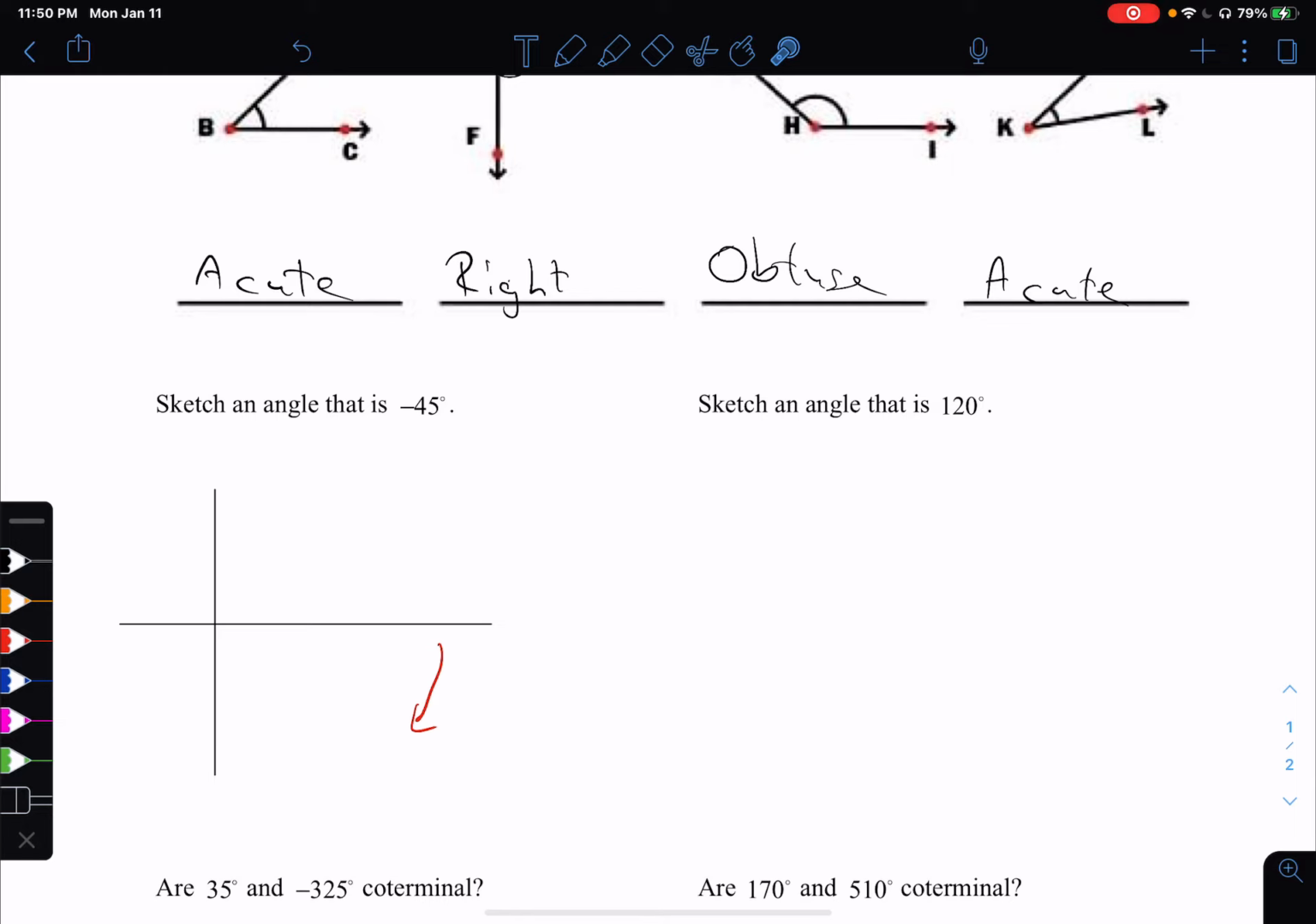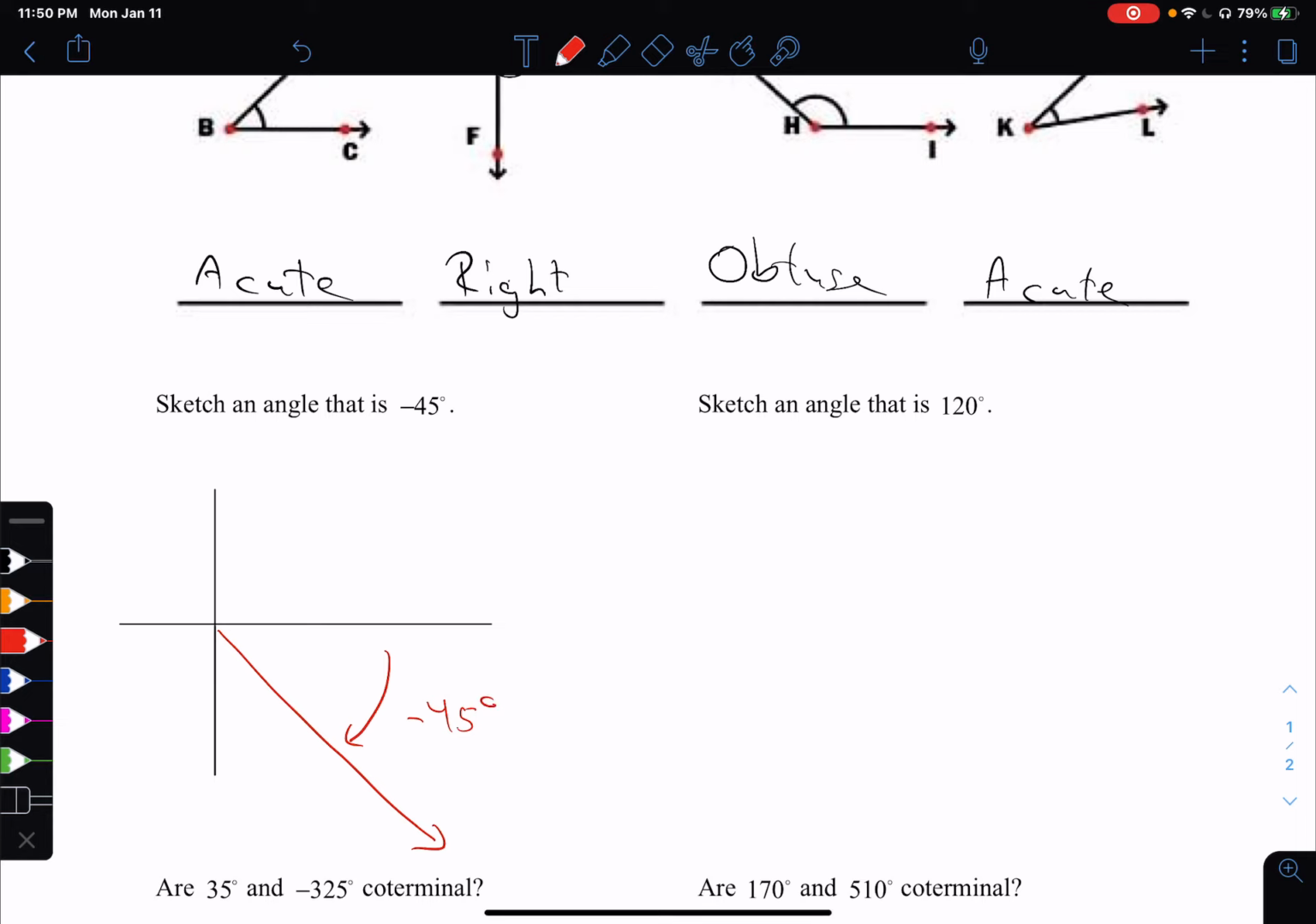So halfway in between there will be 45 degrees, or, well, that's not 45 degrees. 45 degrees is about like that. And then because we're going from the positive x-axis to this, minus 45 degrees is there.